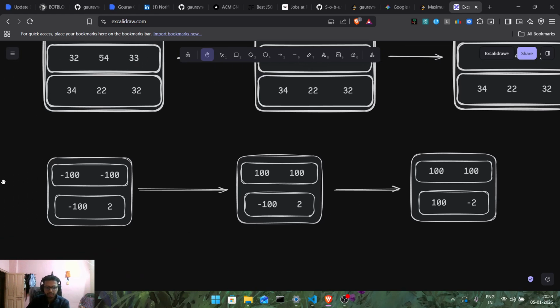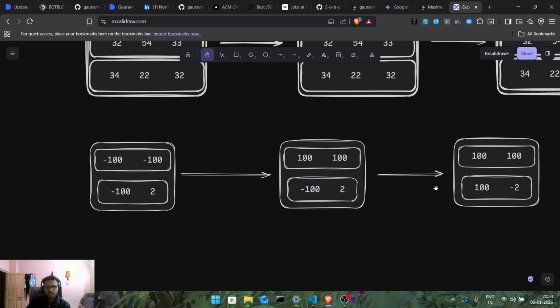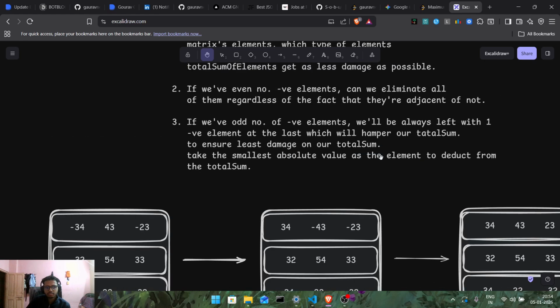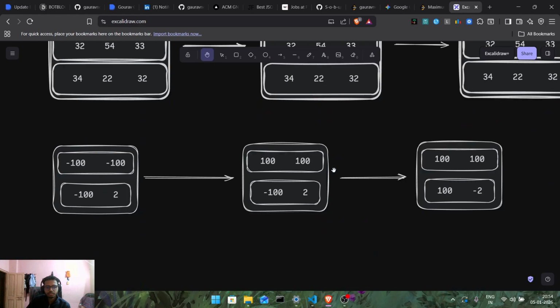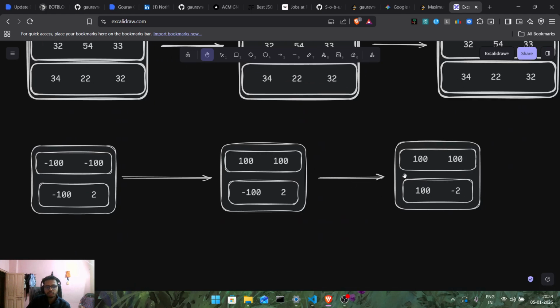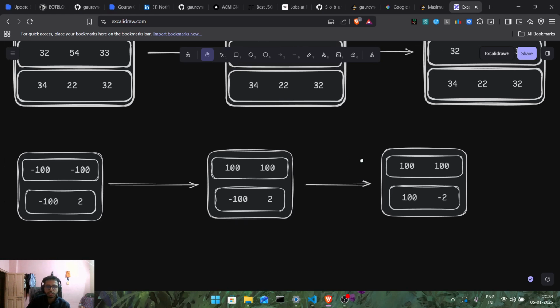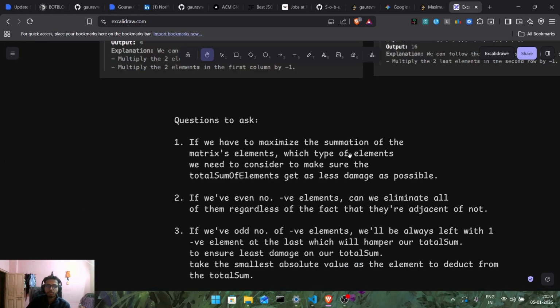So can we say that without performing these operations, we can just sum up the entire matrix's absolute values and subtract 2 times the smallest absolute value element? If we sum it up, 100 plus 100 plus 100 is 300, minus 2 is 298. So we get 298 as the sum of the matrix, which is the maximum possible sum for this matrix after performing this operation.